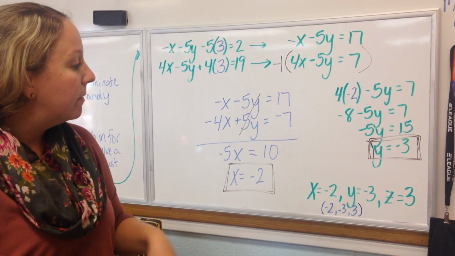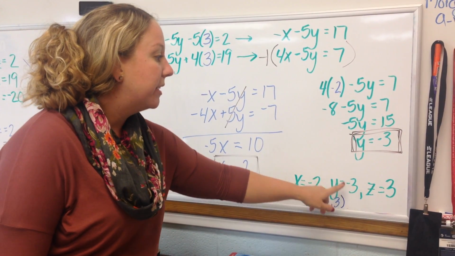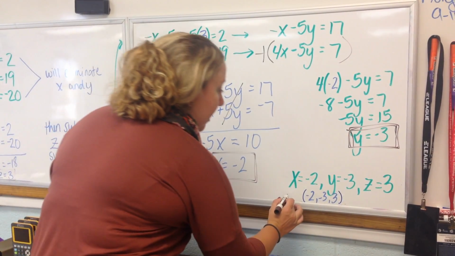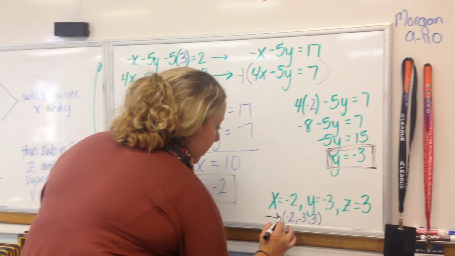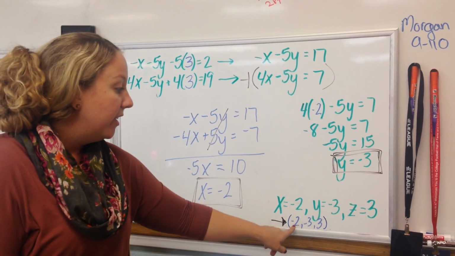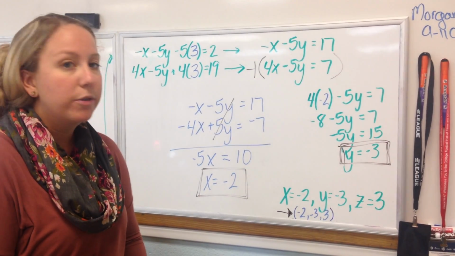So altogether, I have x equals negative 2, y equals negative 3, and z equals 3. And I can write this as an ordered pair, but in a three-dimensional plane, where you have an x-coordinate, y-coordinate, and a z-coordinate. You have negative 2, negative 3, and 3 in those parentheses.